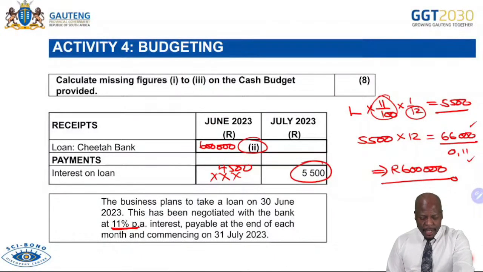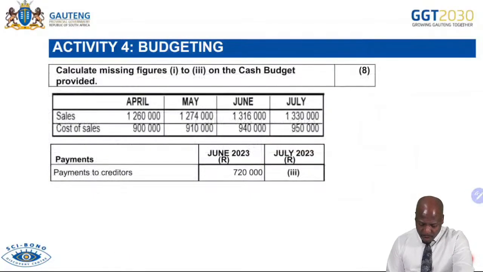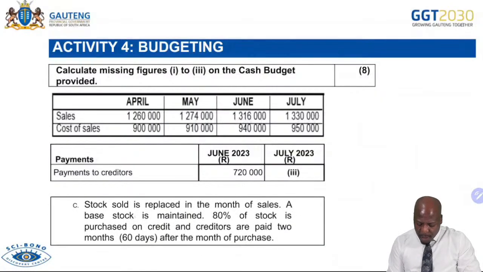The next one says calculate the missing amounts. Remember, we are now on 3, that is payments to creditors. We are told stock is replaced in the month of sale. A base stock is maintained. What this means is whatever we have sold is what we buy. 80% of stock is purchased on credit, and creditors are paid 2 months after the month of purchase.